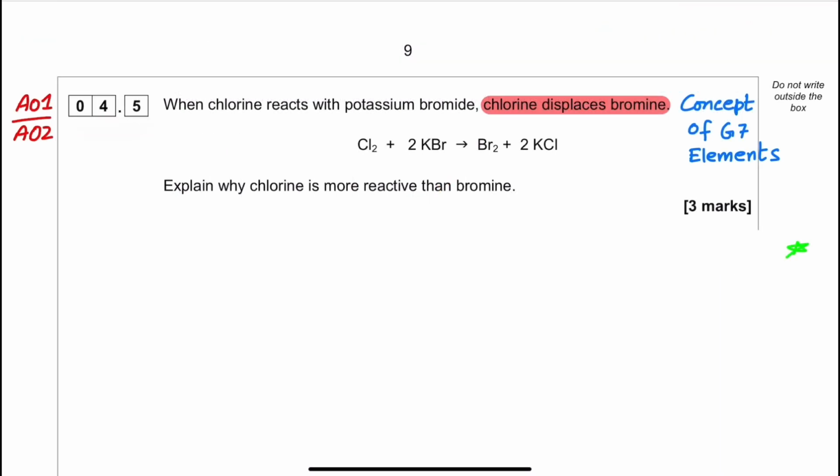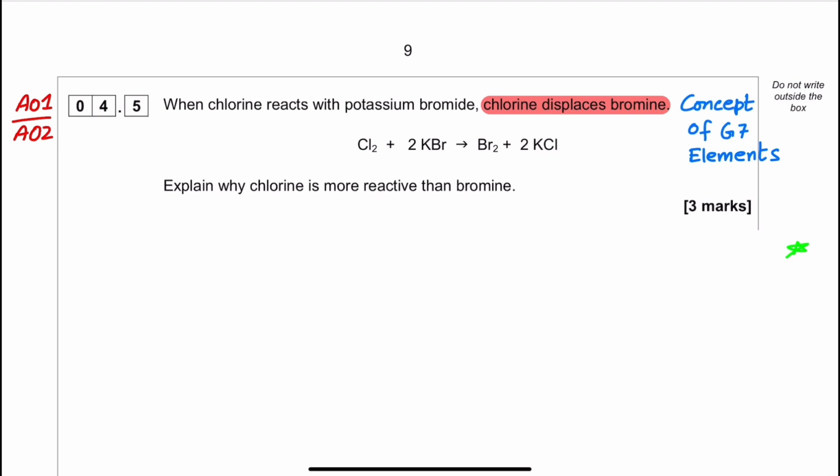4.5. When chlorine reacts with potassium bromide, chlorine displaces bromine. Cl2 plus 2KBr. Chlorine reacts with potassium bromide and makes bromine, and potassium chloride 2KCl is formed there. Explain why chlorine is more reactive than bromine. If you look here, the size of the chlorine atom is smaller than the bromine atom. Because chlorine belongs to period number 3, it has 3 electronic shells, whereas bromine has 4 electronic shells and belongs to period number 4 of the periodic table.